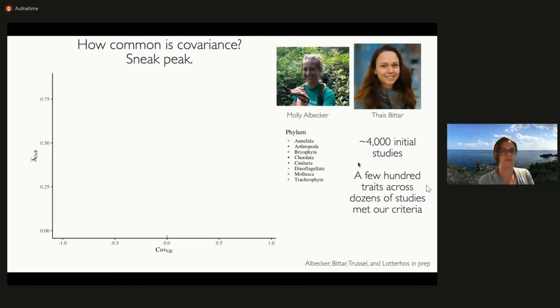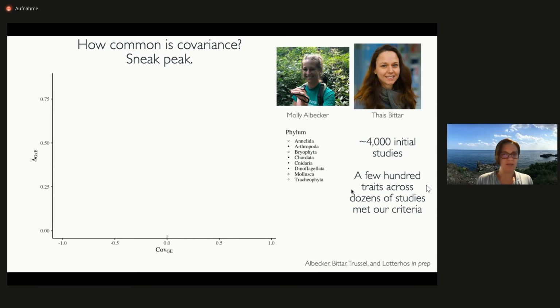So now we're in a position to ask, well, how common is this in nature? Is it as common as genotype by environment interactions? So we've done a pretty comprehensive meta-analysis. We started with 4,000 studies, looking for search terms related to reciprocal transplant experiments and local adaptation. And at the end of the day, a few hundred traits across about 70 studies met our criteria.